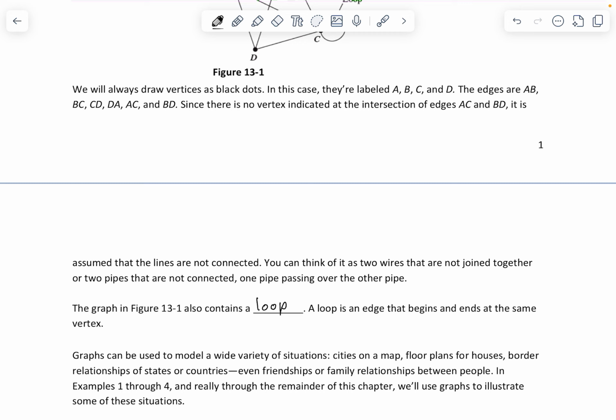Graphs can be used to model a wide variety of situations. Cities on a map, floor plans for houses, border relationships of states or counties, even friendships or family relationships between people. In the next few examples, 1 through 4, and really throughout the remainder of this chapter, we will use graphs to illustrate some of these situations.